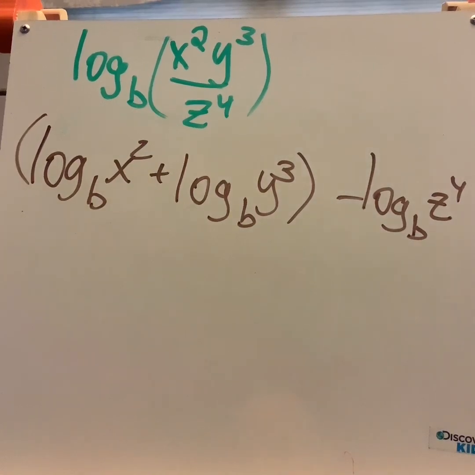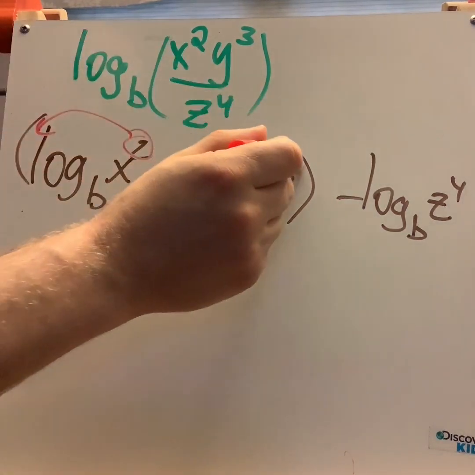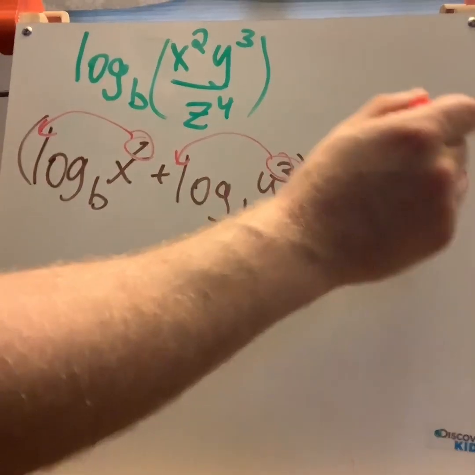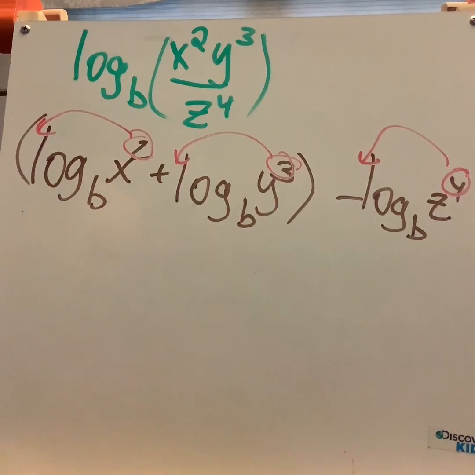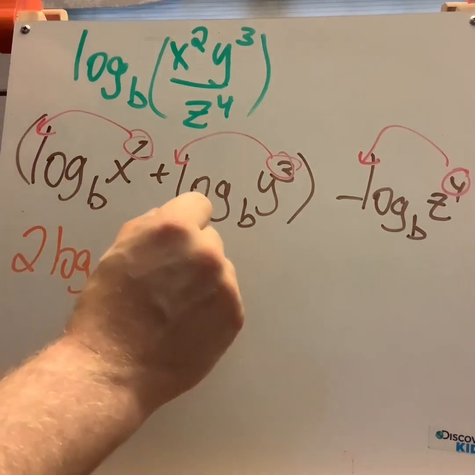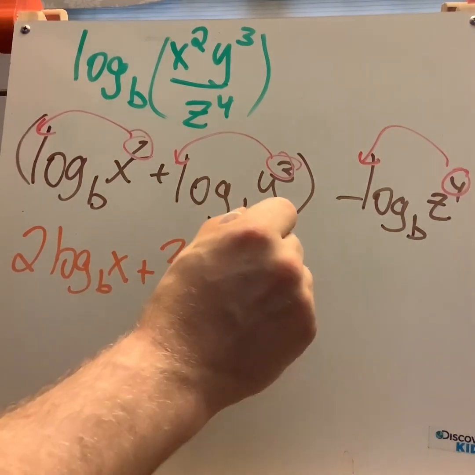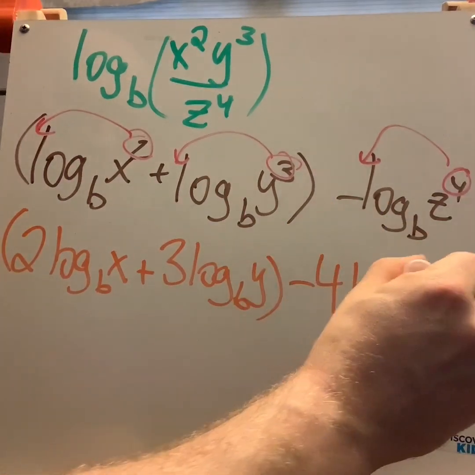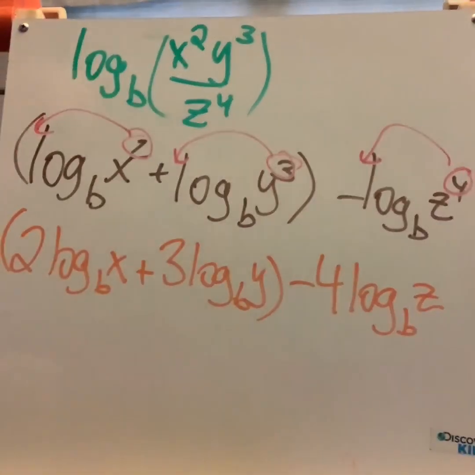Now from here, we use our power rule, and this 2 is going to kick out in front of that log base b of x. This 3 is going to kick out in front of that log base b of y. And this 4 is going to kick out in front of that log base b of z. So we are going to get a final answer of 2 log base b of x plus 3 log base b of y minus 4 log base b of z. And that is your final answer.